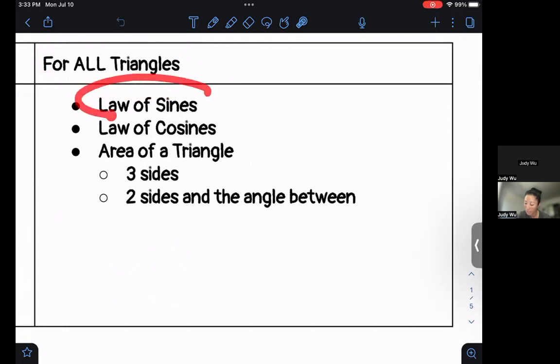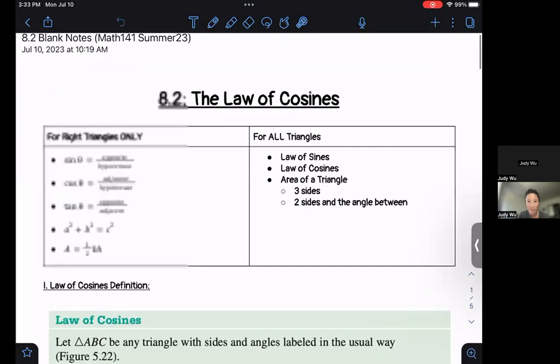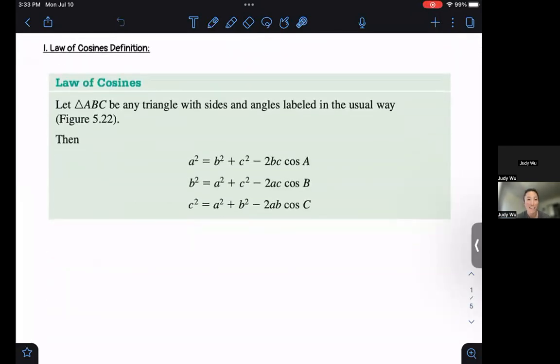We've seen the law of sines. Now we're going to be focusing on the law of cosines, and the area of a triangle that doesn't have to be a right triangle. So let's jump right in. Law of cosines definition.